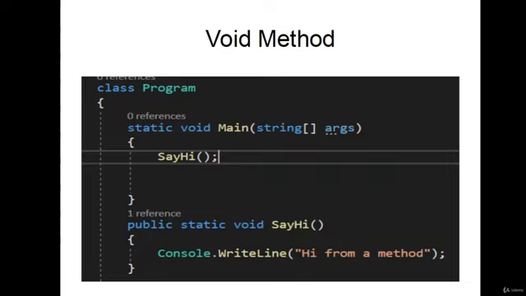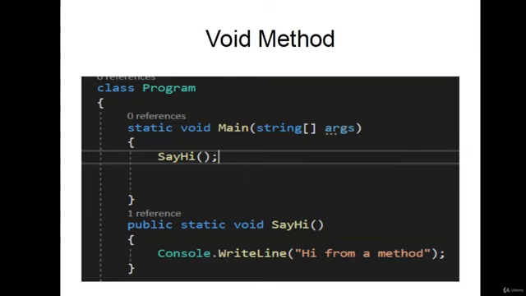And now that we've defined our method, the last thing we need to do is give the method the instructions that we want it to carry out every time we call it. So in this case, we're writing to the console hi from a method. Now to make a method work, the only thing you have to do now is call it from the main method. So if you look above, we call say hi from the main method. So when the program executes, it sees the method call and it will print hi from a method to the console.